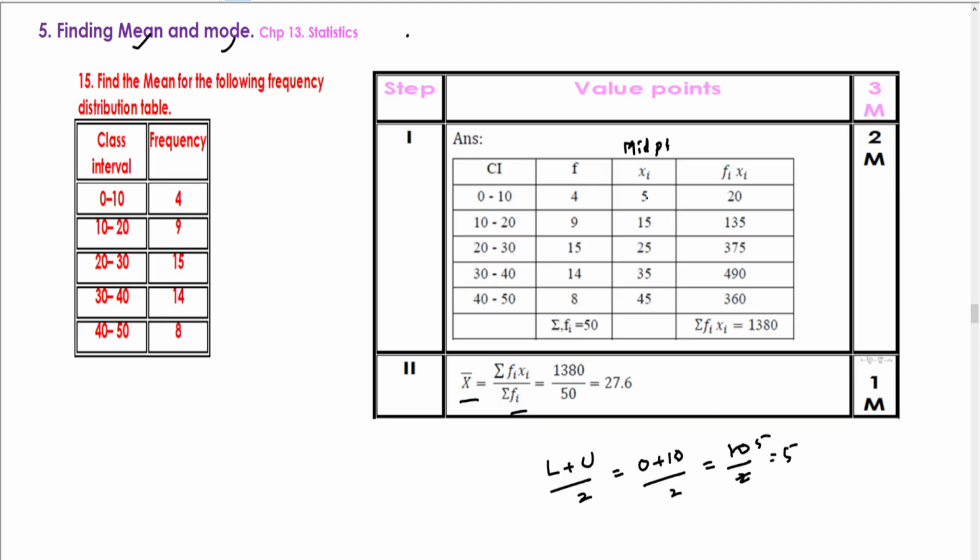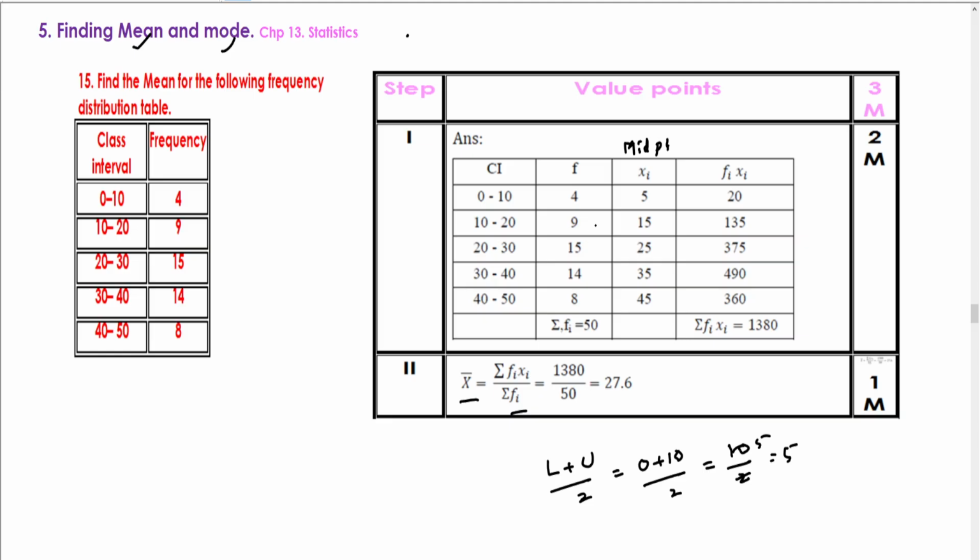Once you get 5, go on adding the class height. Class height is 10. Go on adding 10 to it. 5 plus 10 is 15. 15 plus 10 is 25. 25 plus 10 is 35. 35 plus 10 is 45. Go on adding 10, and you will easily get the next midpoints.